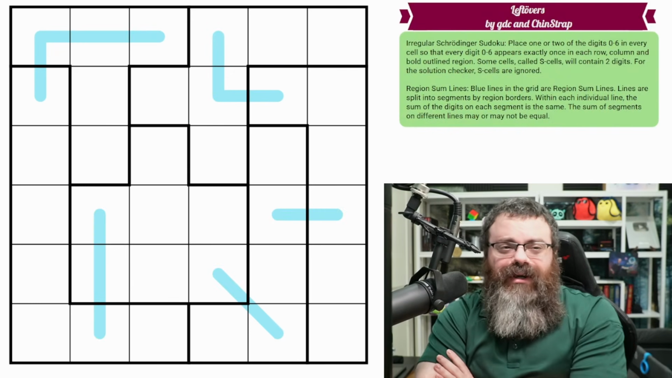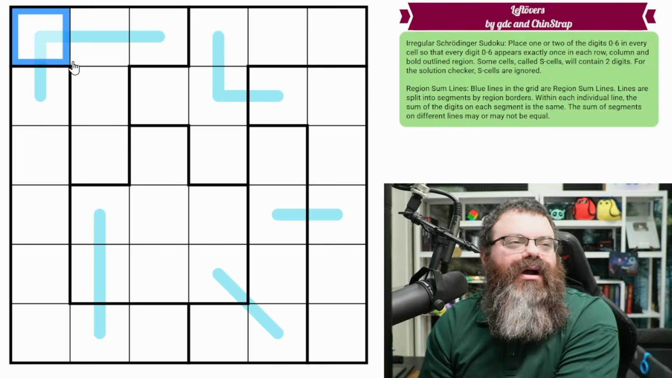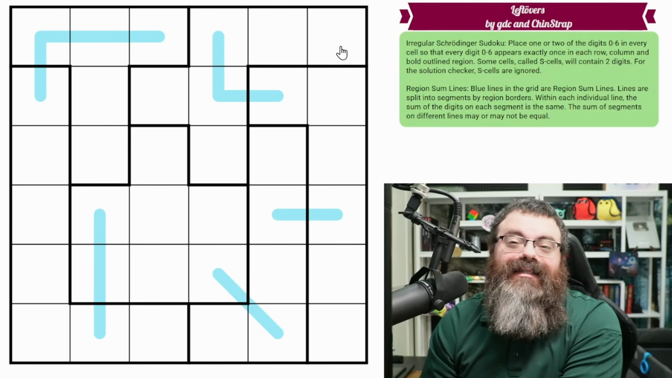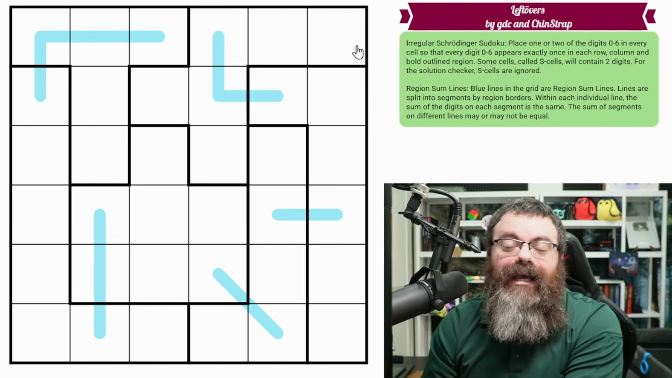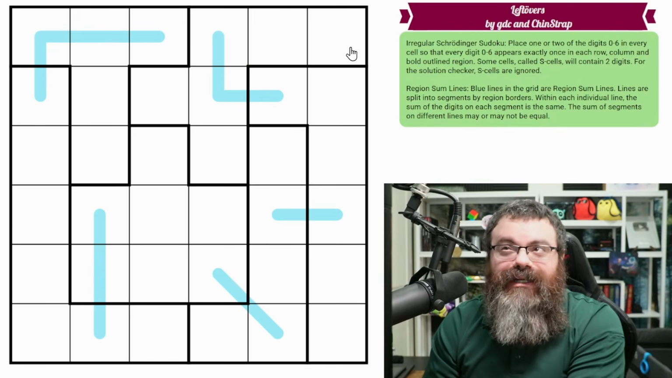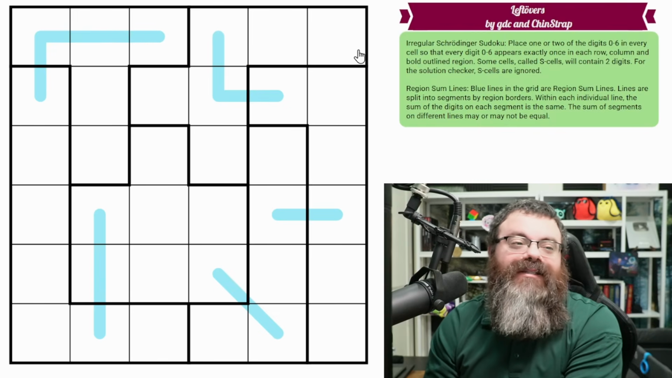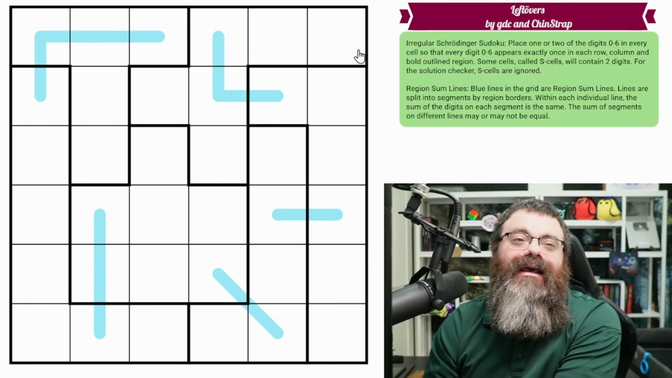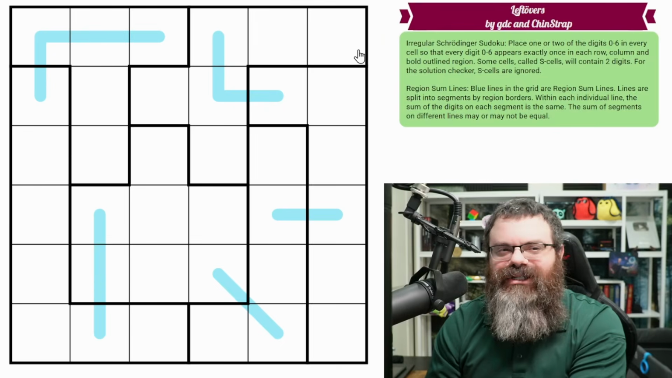So something to think about with S cells is we know that every region that is 6 in size has exactly 1 S cell in it. A region that's 7 in size has no S cells in it, and a region that's 5 in size has 2 S cells in it. Because we know that there's always exactly 7 digits in each.